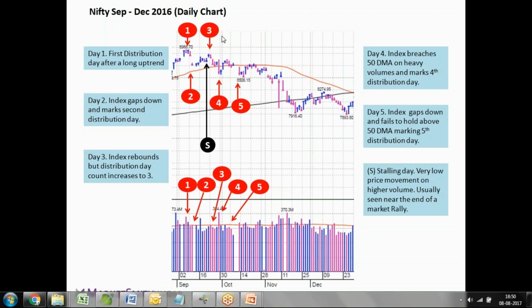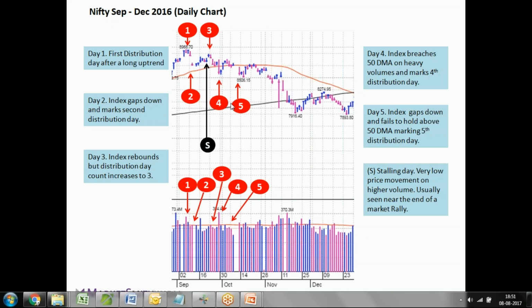So now let's just stand at day 4 and look back and see what happens. Standing at day 4 and looking back over a period of around 3 weeks, we already have 3 distribution days. So 3 distribution days over a span of 3 weeks. Plus, what additional signs do we have? The index is breaking below the 50-day moving average. That was on day 4. We had one gap down day as well. You will see this point marked S as well. I will come to this concept a little bit later.